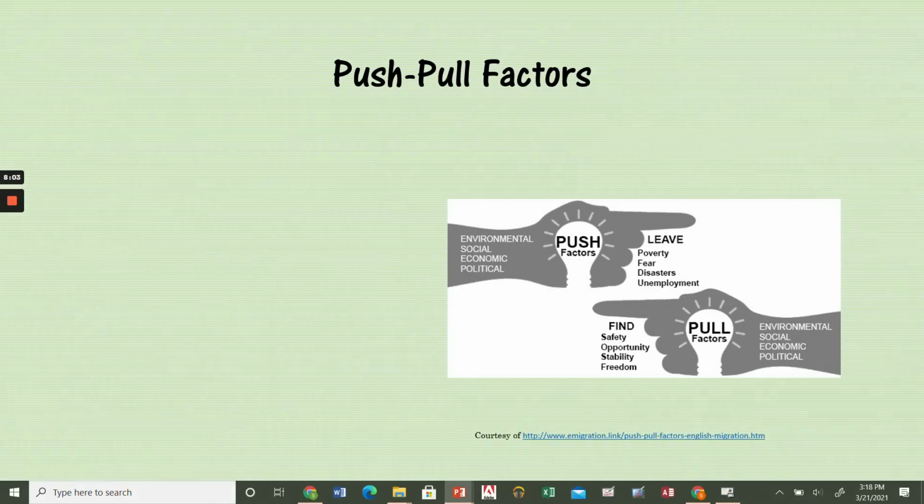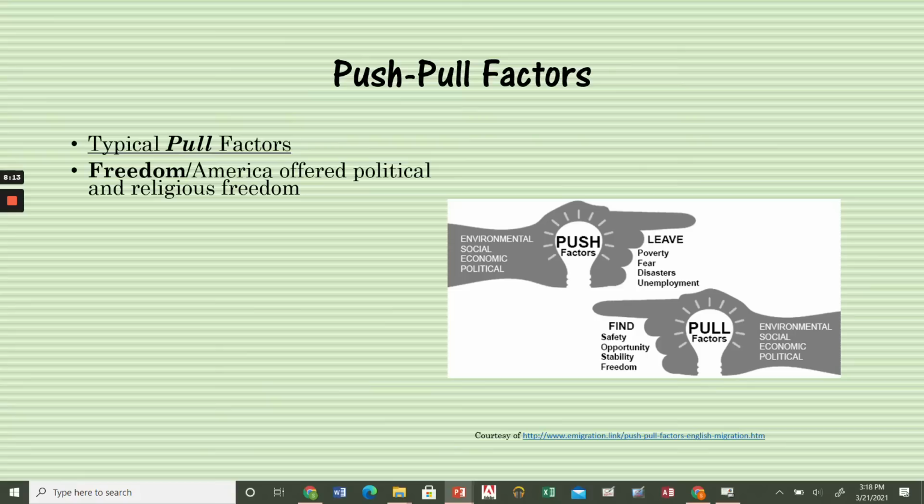All right, again, just because one place is pushing someone out, they still need somewhere to go. So why did they choose America? What was the pull factor in America that was bringing so many immigrants here?